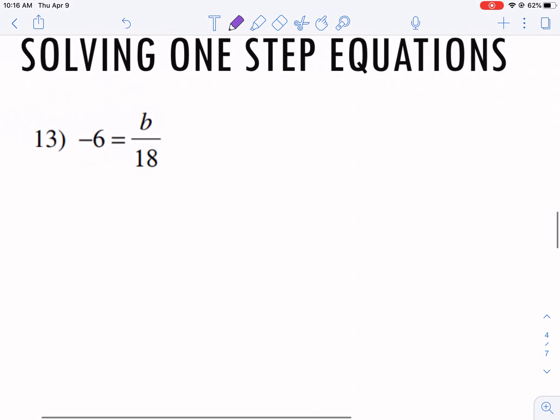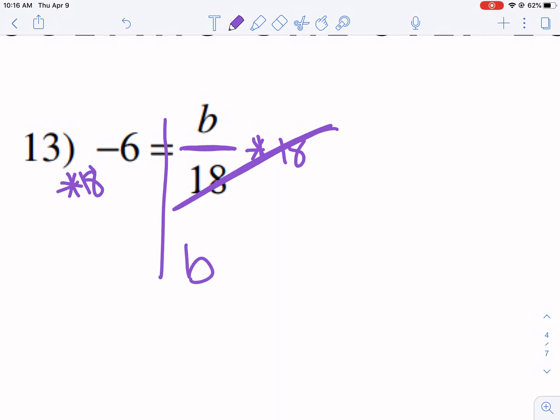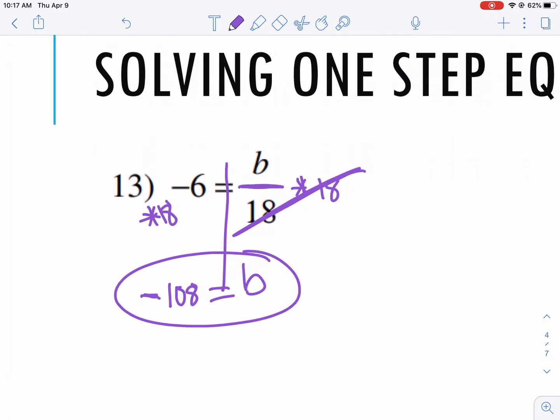So if I look here, we're still doing one-step equations. This is a divide line. Well, the opposite of divide is to multiply. So I'm going to multiply both sides by 18, okay? So those two cancel each other out. And remember, it doesn't matter what side the variable is on because the equals are on both sides. So I get 18 times 6, negative 108. I typed that into my calculator, okay? And it's negative because a negative times a positive stays negative, okay?